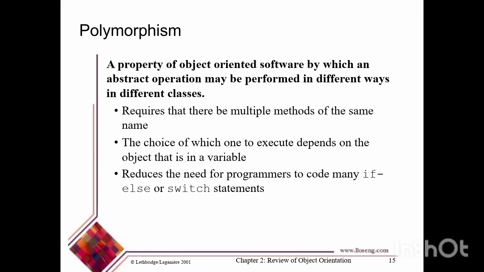Polymorphism is a property of object-oriented software by which an abstract operation may be performed in different ways in different classes. It requires that there be multiple methods of the same name. The choice of which one to execute depends on the object that is in a variable. It reduces the need for programmers to code many if-else or switch statements.